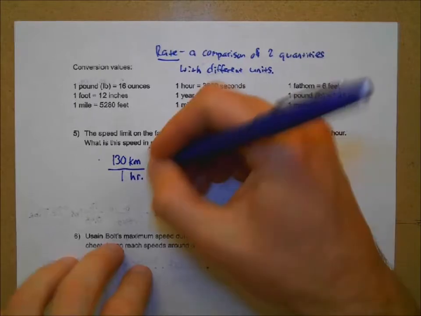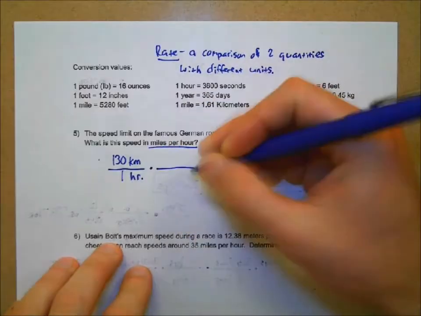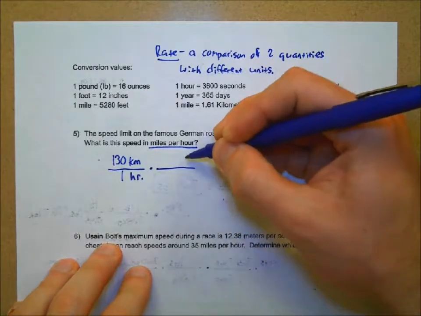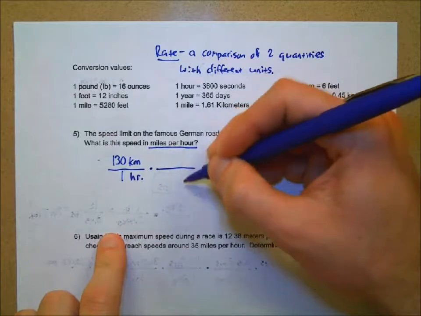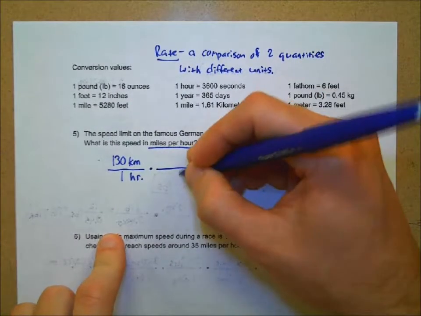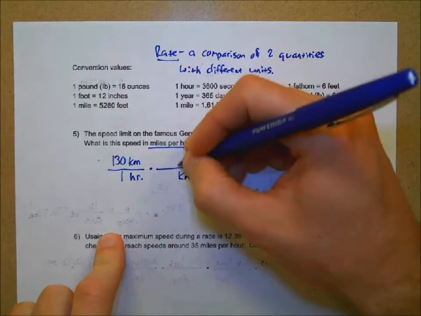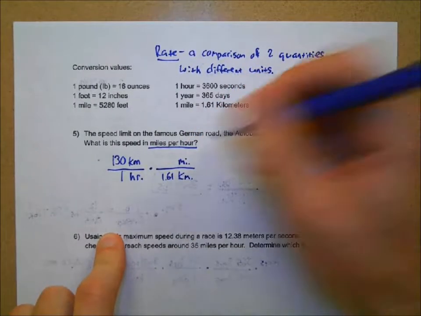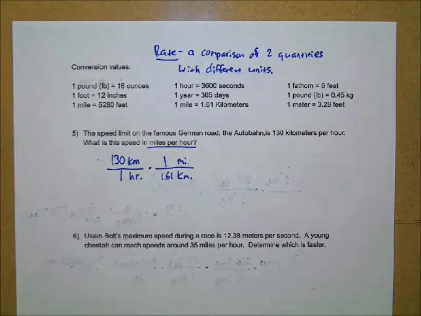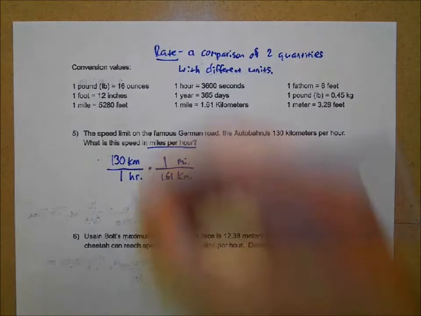So, Erica, should my kilometers go on the bottom or on the top here? If I'm trying to cancel out the kilometers in the top here, where should kilometers go? Bottom or top? On the bottom. That's right. So we'll put kilometers there. We'll put mile up here. And it's 1.61 kilometers and 1 mile. We can cancel out the kilometers there. Boom, boom.